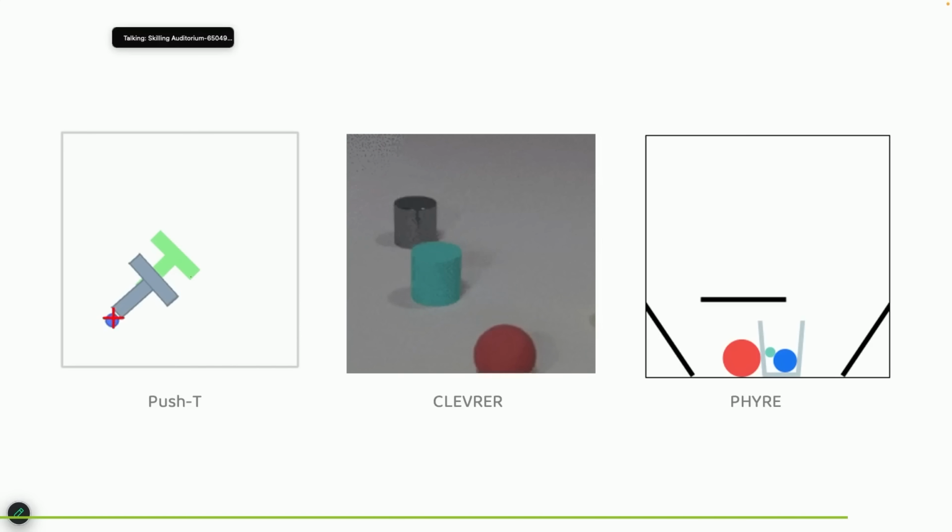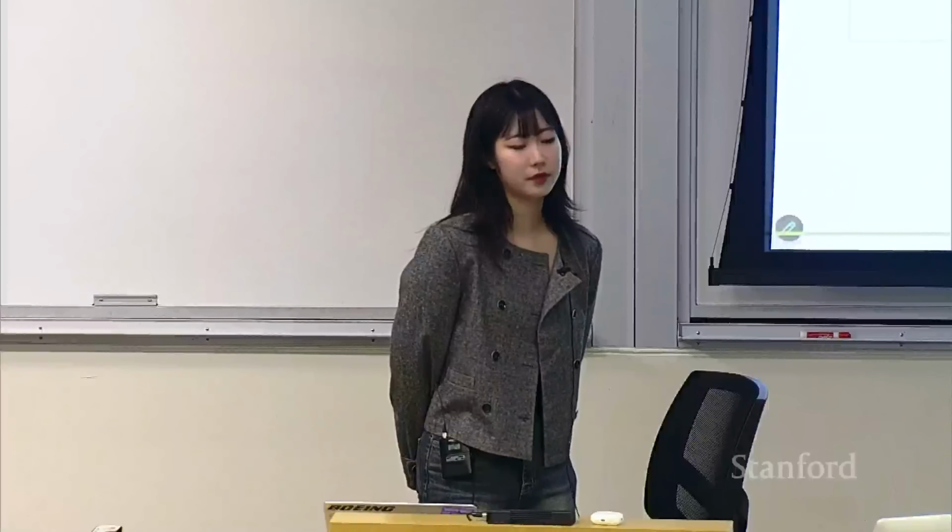The second dataset is CLEVRER. This is actually a video dataset paired with question answering. The questions can be predictive, for example, what would happen in the next frame, and they can be counterfactual, for example, what would happen if the blue cylinder doesn't exist. And they can be explanatory, so it's basically a VQA benchmark. And the third one is physical reasoning. As you can see, many objects are interacting with each other under grounding rules. For example, there's gravity, the mass matters here, etc.